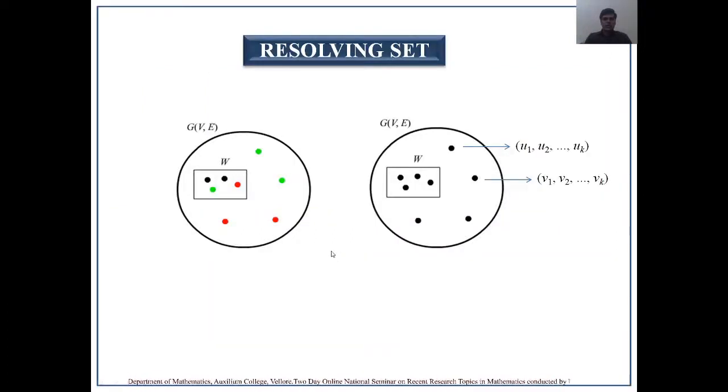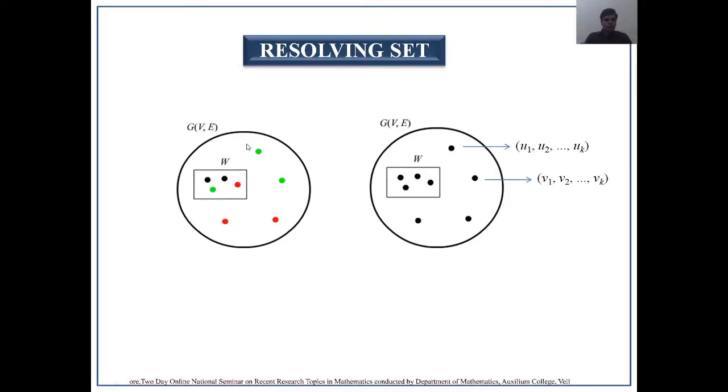Let me try to explain the same definition by using these diagrams. Consider a graph G with a certain number of vertices. Now you choose a subset W consisting of a few vertices from G. Next you choose any two vertices. These two vertices must be resolved by at least one vertex from W. It can be this vertex or this vertex or this vertex. It should be resolved by at least one vertex. More than one vertex, well and good, no problem.